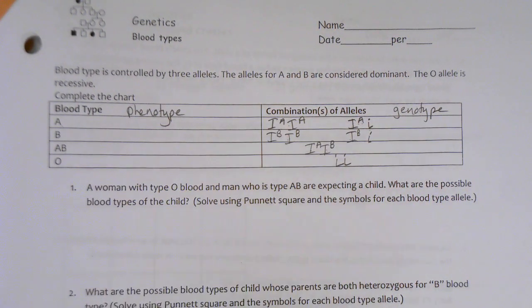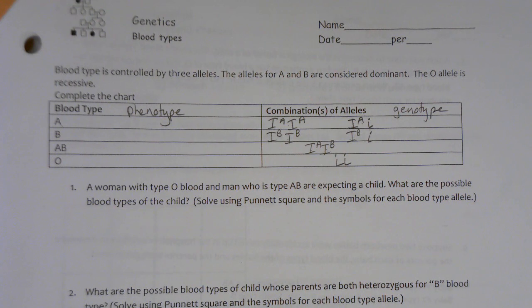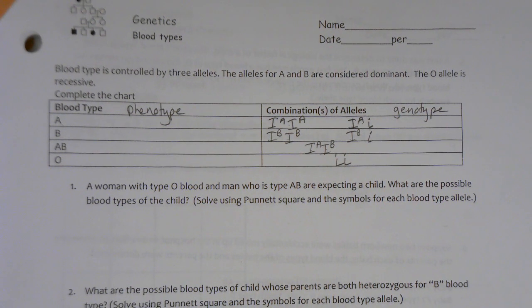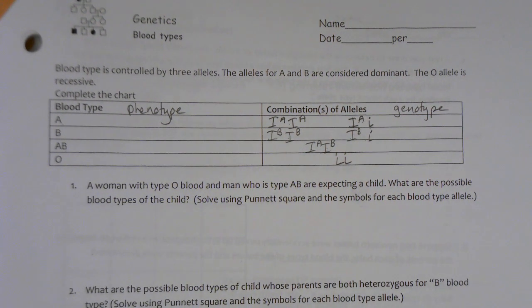And blood type is often called blood group. Some people were a little bit hung up on that nomenclature. But anyway, here we go.